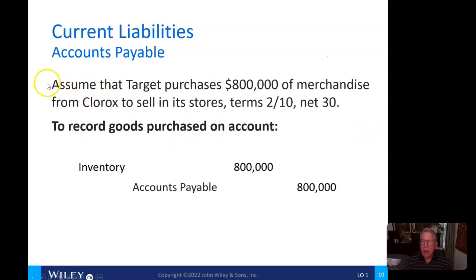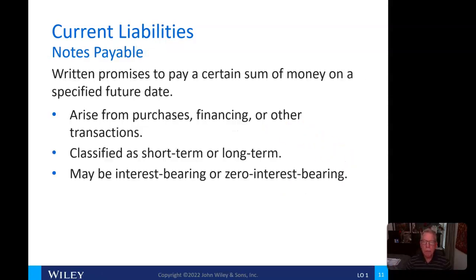Now, let's assume here that Target purchases $800,000 worth of merchandise from Clorox to sell in its stores. The terms are 2/10 net 30. So when we record the goods that we purchase on account, we're going to debit inventory to increase it and credit accounts payable to increase it by 800,000. You will notice that we have not adjusted anything for the terms.